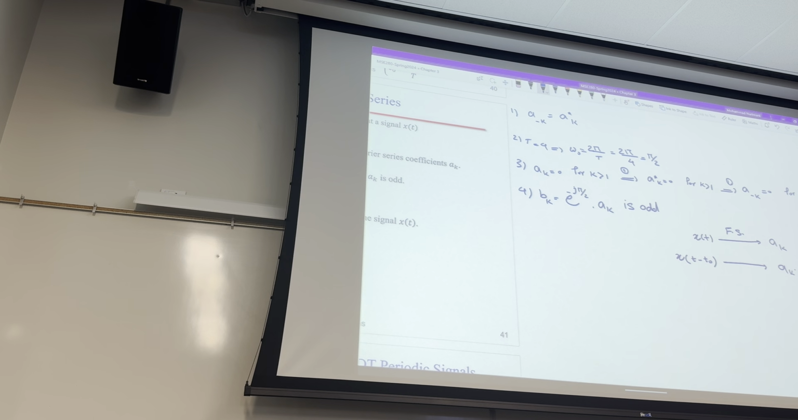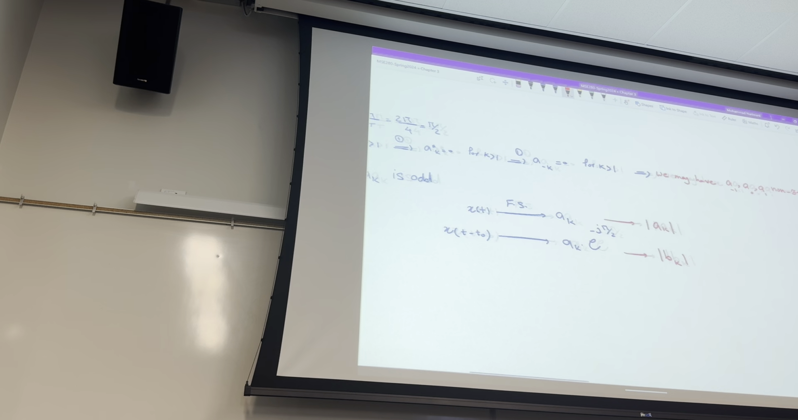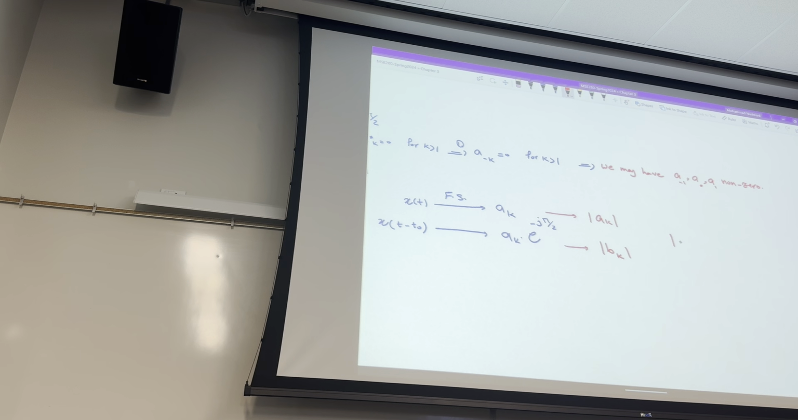In other words, it seems that the amplitudes of AKs and BKs are equal to each other because we have only a shift in the time domain. In terms of the amplitude, everything is the same. Just a shift of the time domain. So if I have for this one the amplitude of AK, and for this one the amplitude of BK, then I can say that the amplitude of AK equals the amplitude of BK.